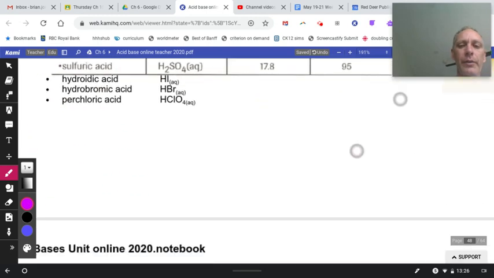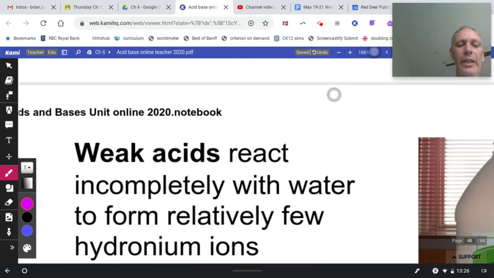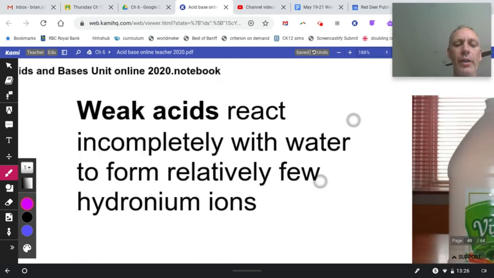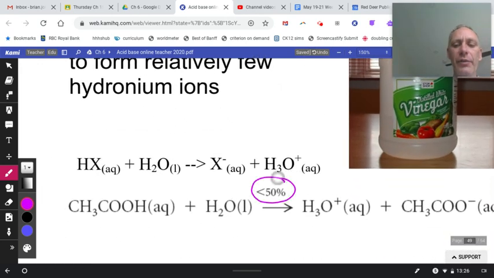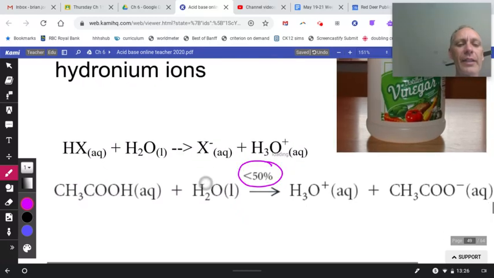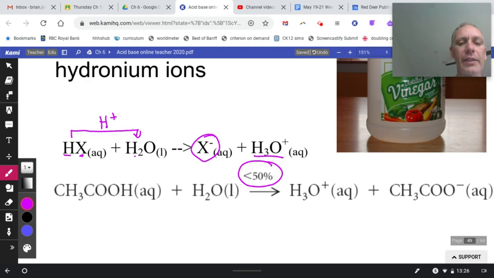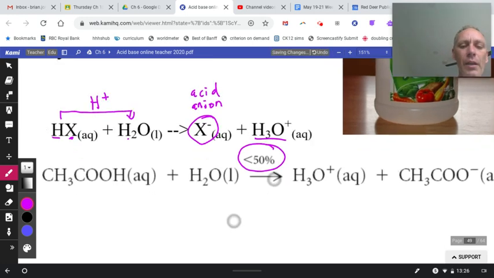All right, and we've talked about those before as well. So let's get into this. Weak acids react incompletely with water to form few hydronium ions. So the rule is generally less than 50% reaction. So this is a generic acid. It's got a proton to donate and it's got an anion in it. The anion could be anything. So the H plus is transferred to water to make hydronium, and here's what's left of the acid. So we call it the acid anion, or what's left over from the acid. Here's a real example.